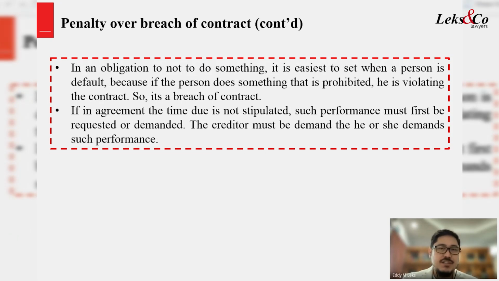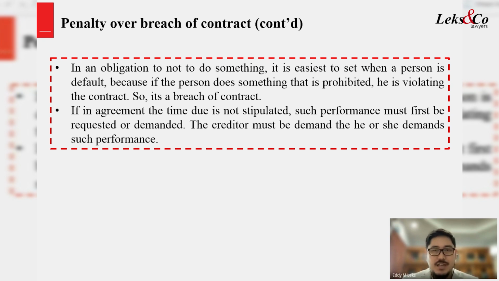In an obligation not to do something, it is easiest to determine when a person is in default, because if the person does something that is prohibited, it is violated. Yes, you can say that. If you promise not to do something, if you are restricted from doing something but you do it anyway, well, that's easy, right? It's not much of a debate to say that you are violating the contract.